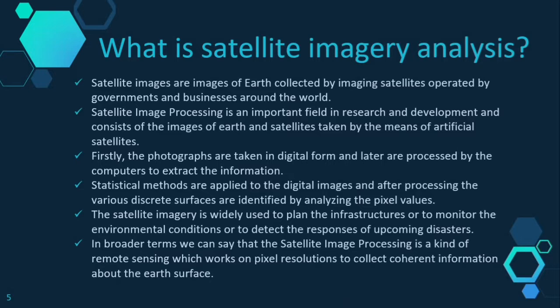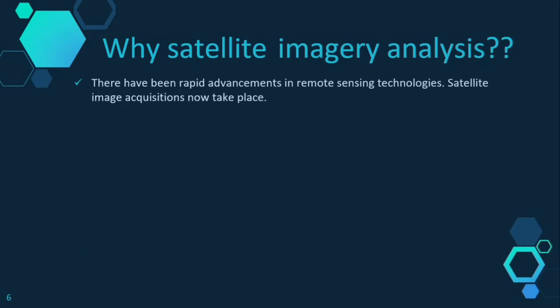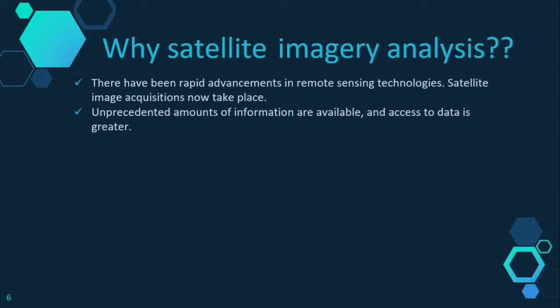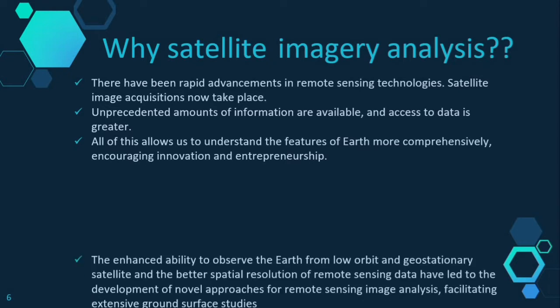In broader terms, we can say that satellite image processing is a kind of remote sensing, which works on pixel resolution to collect coherent information. Next, we move on to why satellite imagery analysis. There has been rapid advancement in remote sensing technology. Now, satellite image acquisition takes place everywhere. So, an unprecedented amount of information is available in satellite images and access to the data is much greater. All of this allows us to understand the future of AI more comprehensively and encourages innovation and entrepreneurship.